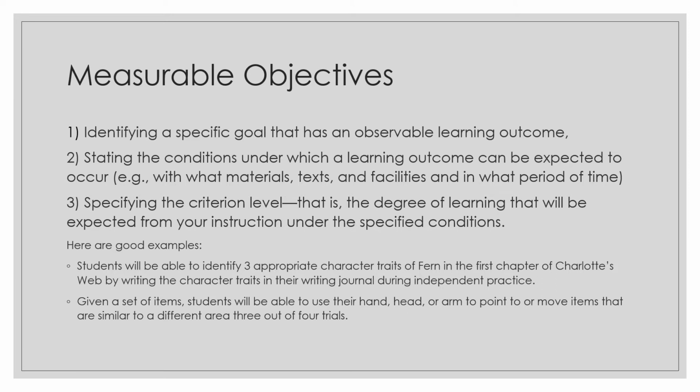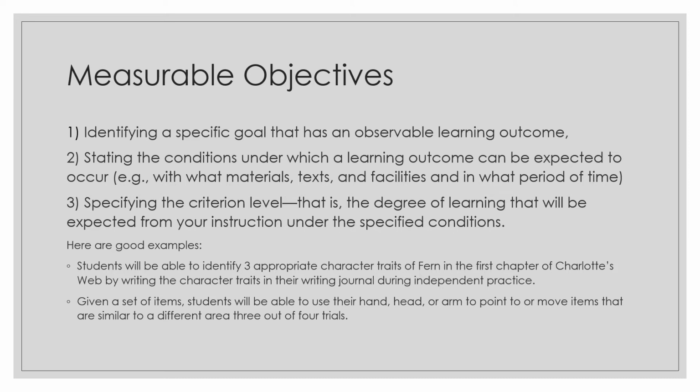Second, state the conditions under which a learning outcome can be expected to occur. So include materials, texts, facilities, and in what time period. Be very specific. And then third, specify the criterion level, that is the degree of learning that will be expected under those conditions. So here's an example.